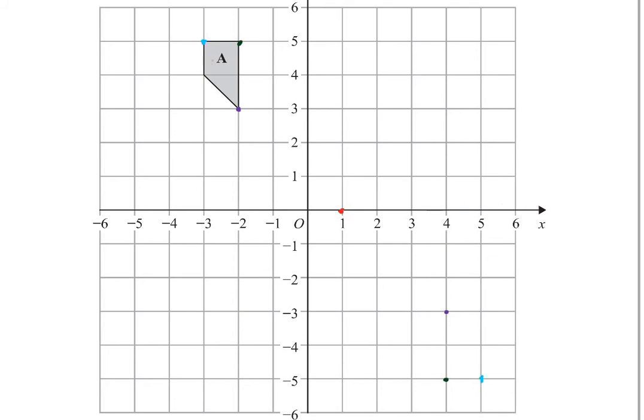And the final point is this one. From the center we go 4 along, so 4 to the left and 4 down, so 1, 2, 3, 4, 1, 2, 3, 4. So this is what our shape looks like when it's being rotated 180 degrees around the point (1, 0). And again, make sure you use a ruler, not like me.